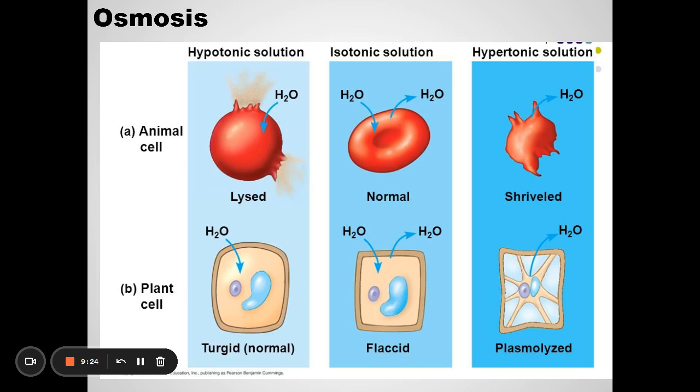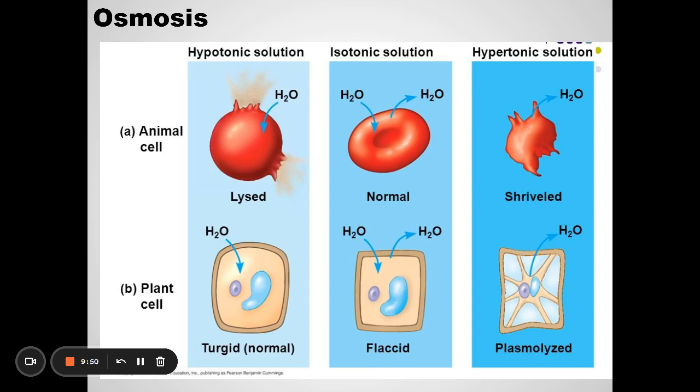Here's a plant cell. Same thing, if we put this plant cell, say it's 94% water, in something that's 99% water, it's hypotonic, water's going to go in. But typically plant cells aren't going to burst because the cell wall is kind of holding everything in, kind of containing it.